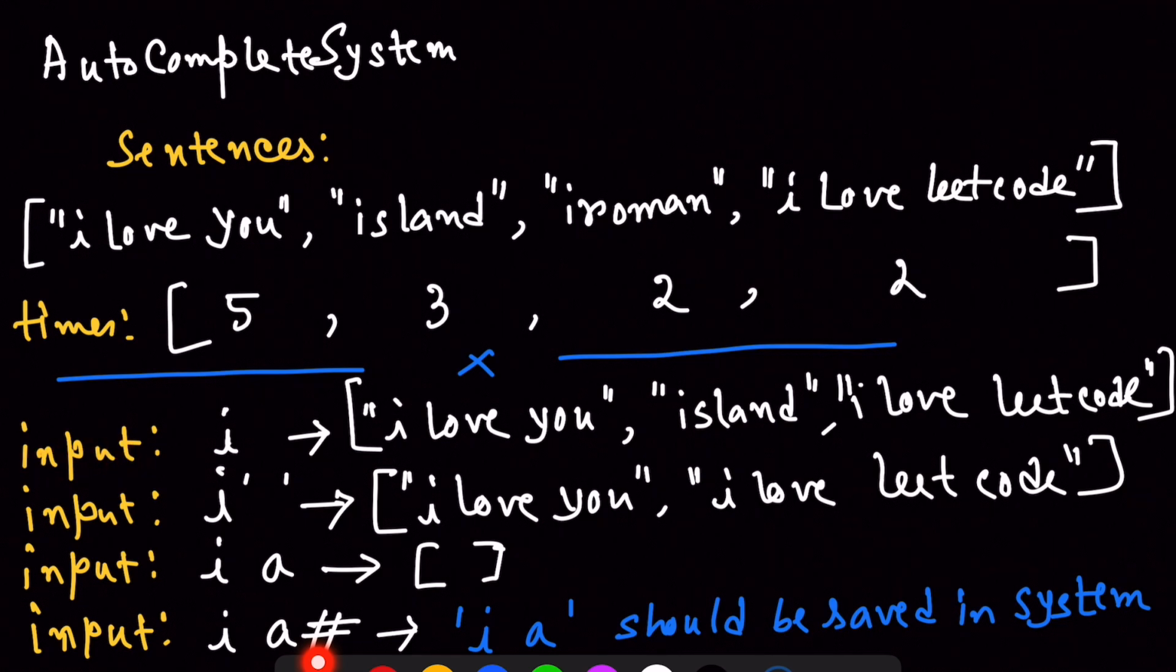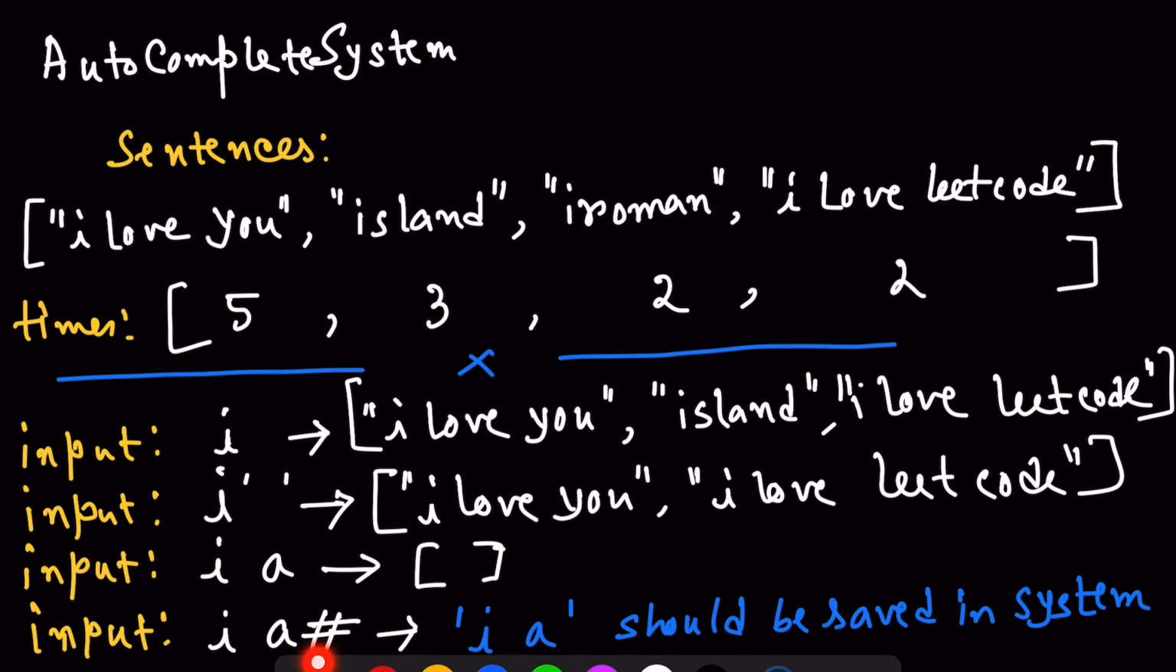The first input we got is I. So every sentence currently in our system starts with I. And from there we have to return only 3 of them based on the search frequency. I love you has been searched 5 times, so this will definitely be in our result. Then island, searched 3 times, will be in our result. Then we have iron man and I love Leetcode. Both have been searched 2 times.